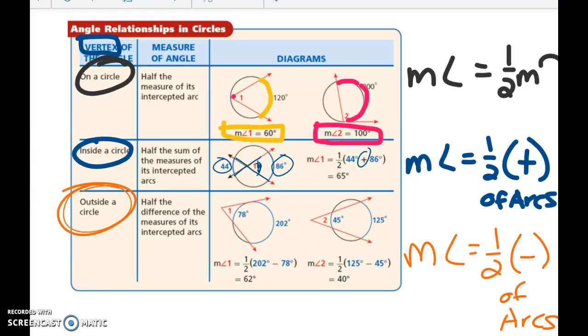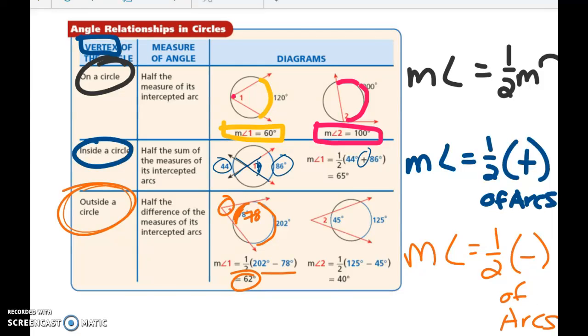So notice here, angle 1 is outside the circle. Well, angle 1 touches the circle here and makes this arc of 78 degrees, but it also touches it here and makes that arc of 202. So we take half the difference, which means subtracting, and we get 62 degrees. So that was just a quick rundown. Make sure you get those from the guided notes.